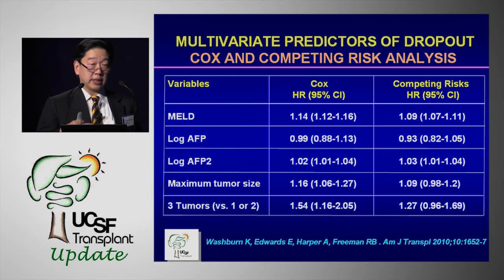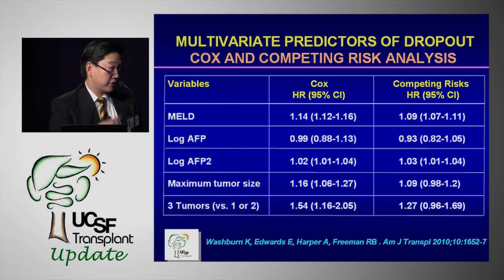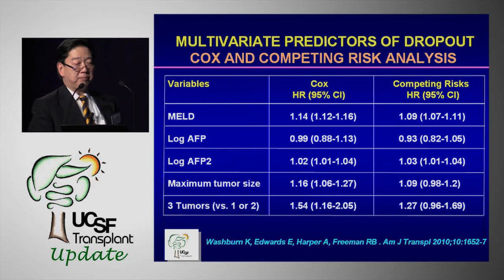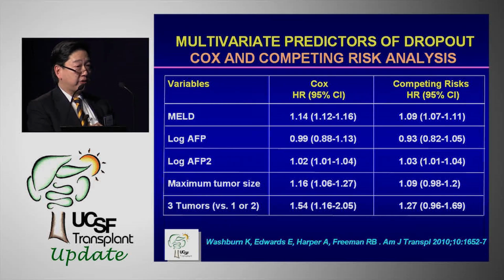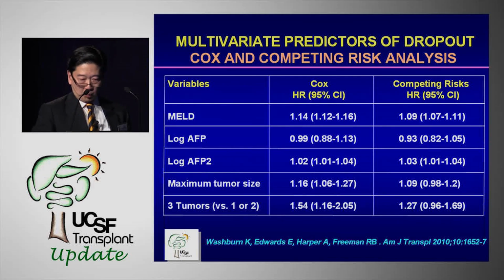So everybody's saying that something needs to be done, and so several studies have looked at factors that may be associated with dropout from the waiting list, and the findings are fairly consistent. For instance, higher MELD score, higher AFP, larger tumors, and 3 tumors versus 1 or 2 tumors. These are all factors associated with higher risk of dropout from the waiting list.